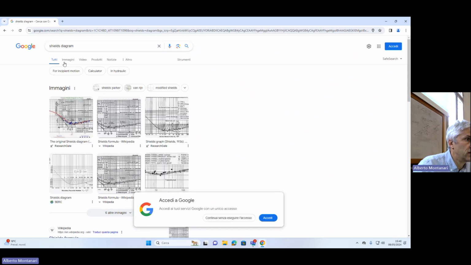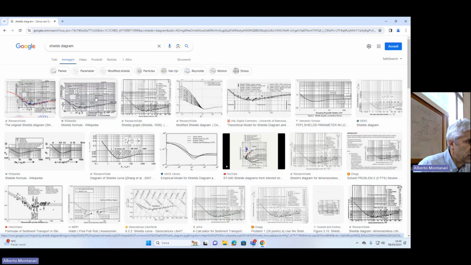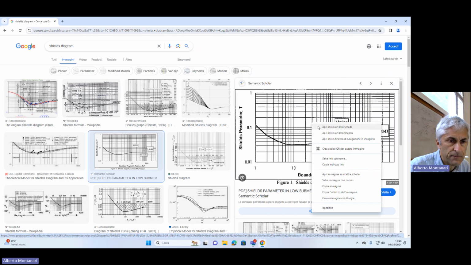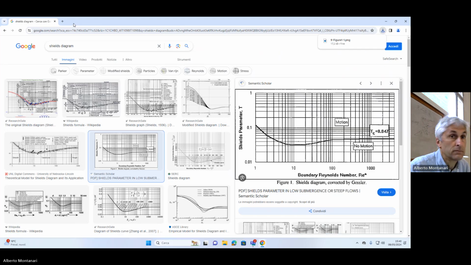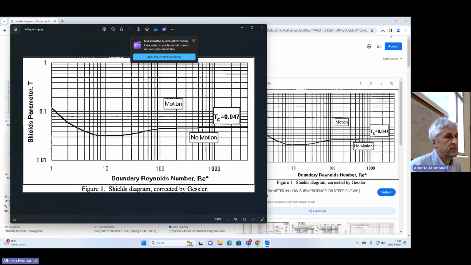So let's look for Shields diagram, and here are the images. Let's find one that is nice, easily understandable. So this is the original one, okay? And let me see. The easiest one is this, I think. Let me open it in another window. Okay, here it is. Now, so Shields parameter and the boundary Reynolds number. It's called boundary, which means close to the bottom. Okay, it's our number of interest.